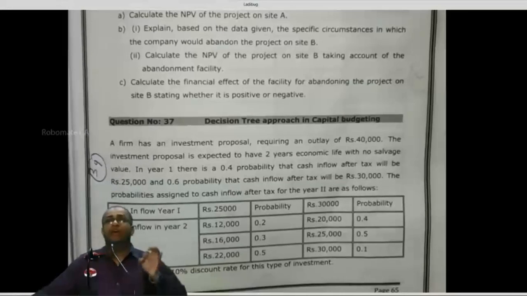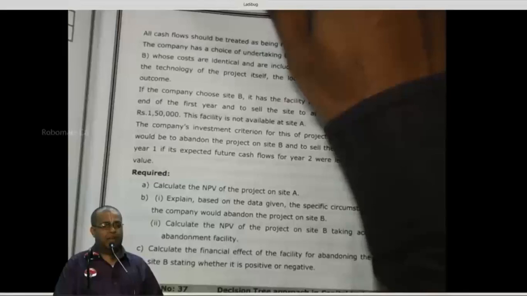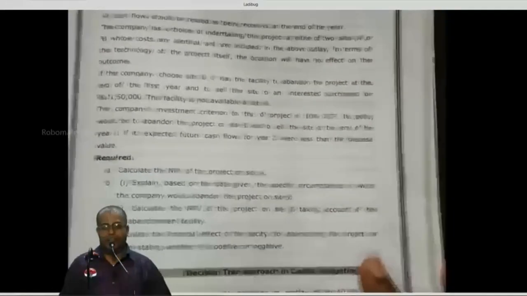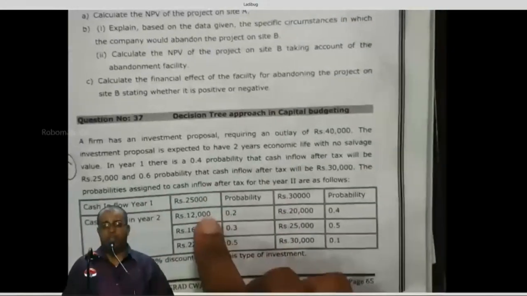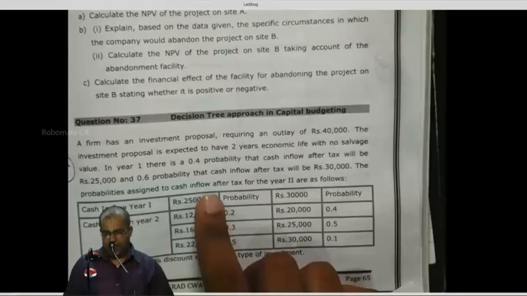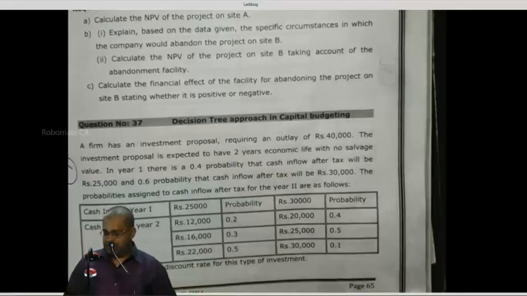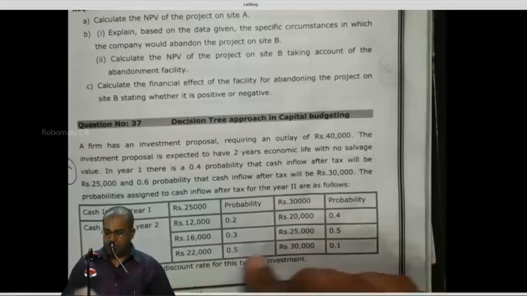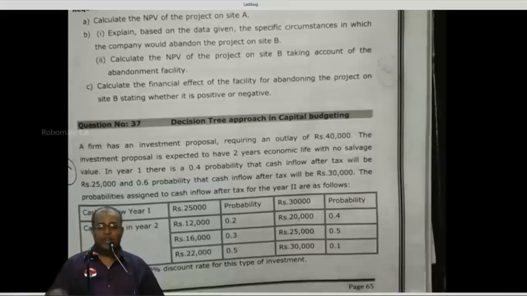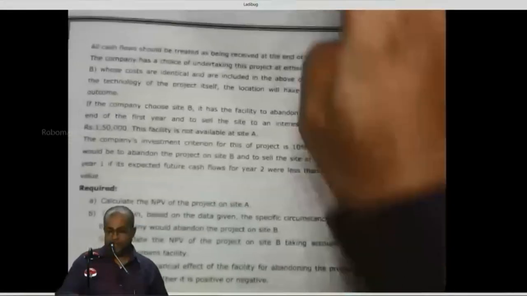No. My question is, we calculated how many net present values for this particular project? The 6 possible NPVs that are there. Yes or no? No. How 6 NPV? Tell me. First year 25,000, second year 12,000. 1 NPV, situation 1. Situation 2 is what? First year 25,000, second year 16,000. Situation 3, 25,000, 22,000. Situation 4, 30,000, 20,000. Situation 5, 30,000, 25,000. Situation 6, 30,000, 30,000. For all the 6 situations, we have calculated what? Net present value. Respond, are you following or not? No. Look at this.